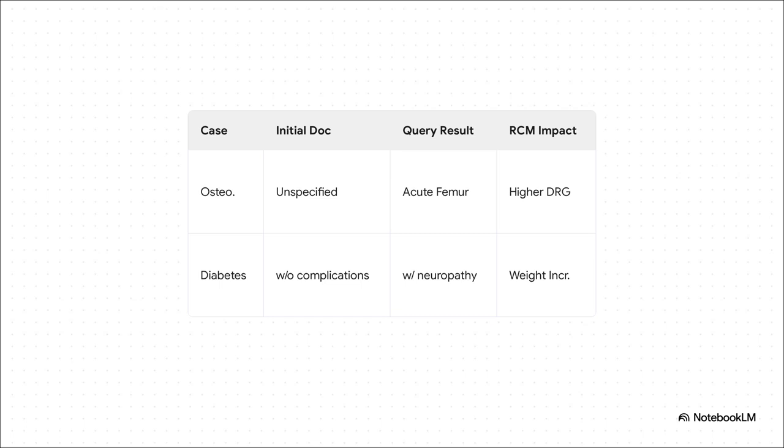By just adding the exact site and the word acute, they transformed the case into a compliant, much higher-weighted surgical DRG. In the second case, a basic diabetes note was queried and updated to type 2 DM with neuropathy. That single complication immediately increased the DRG weight and improved the hospital's case mix index. It goes to show how a simple clarification completely protects the revenue cycle.